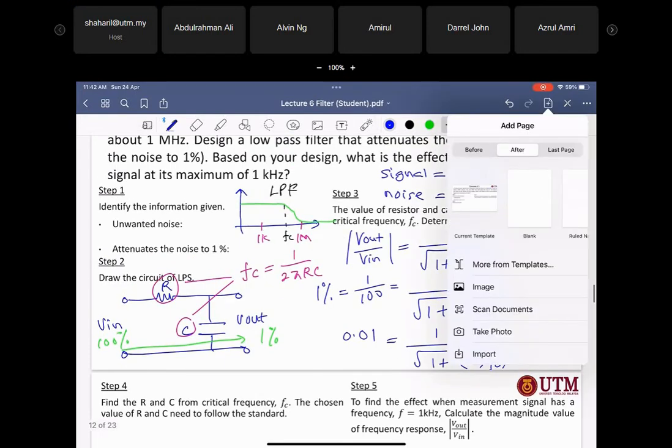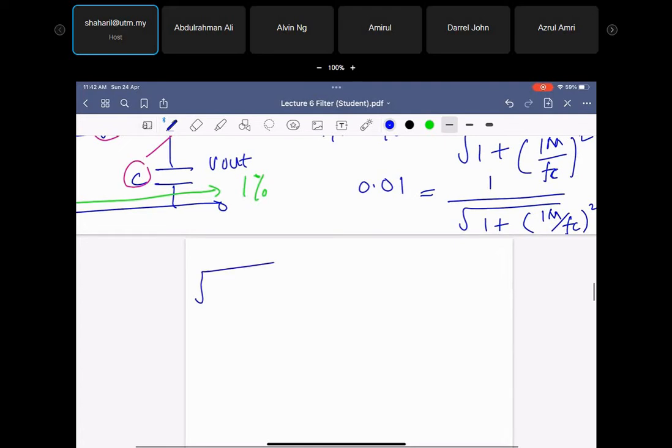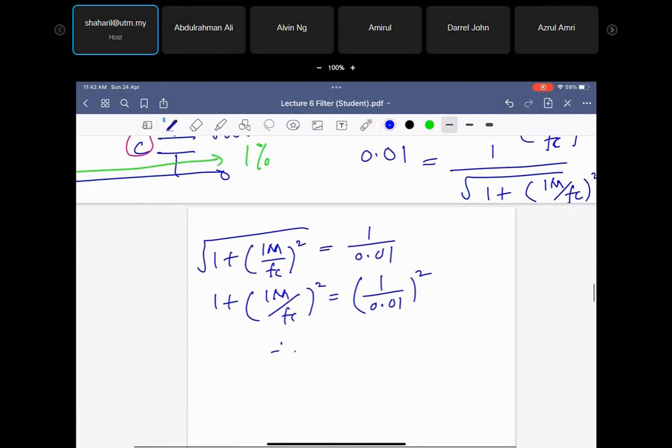Okay, so let me continue a little bit. So now we have the square root of 1 plus 1 mega over FC squared equal to 1 over 0.01. And then 1 plus 1 mega over FC squared equals that squared. And then you solve it, you get your FC.